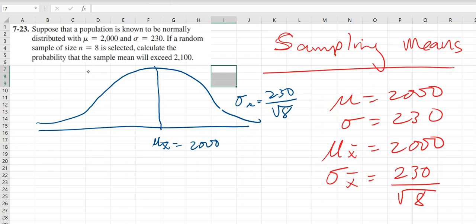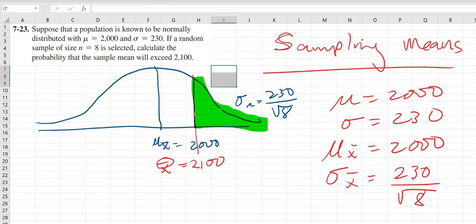So we're looking for the probability the sample mean will exceed 2100. So 2100 will be to the right of 2000. So I'll just draw it here. In other words, the average, not just x, it's the average of x. The average of the samples is greater than that. So I'm looking for the green part here. Exceed means more.